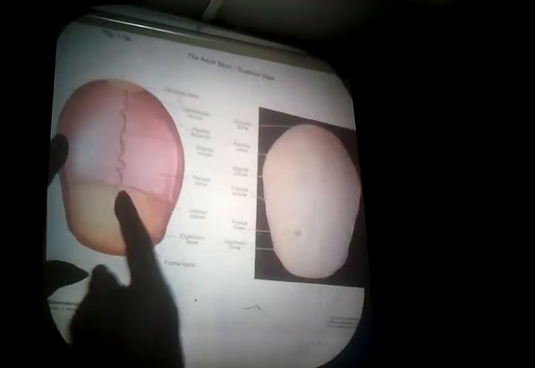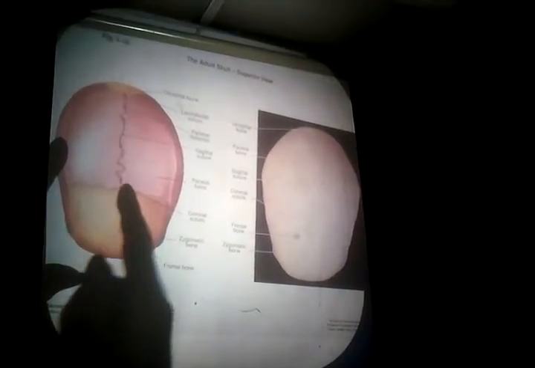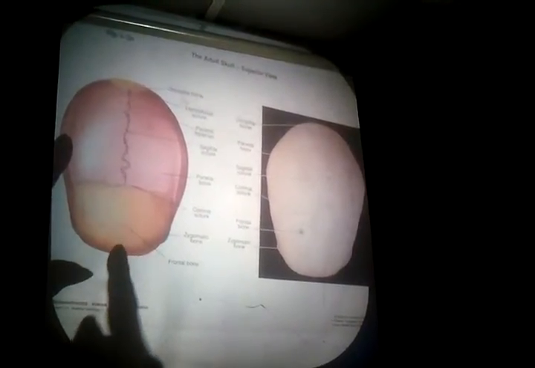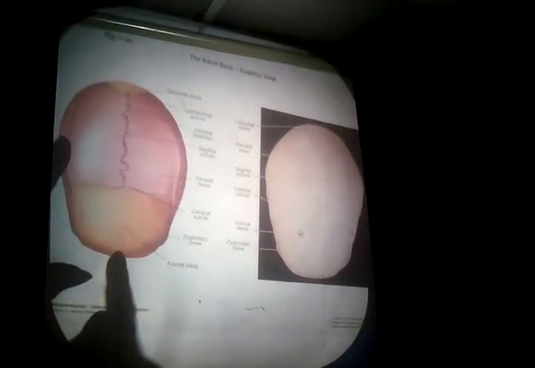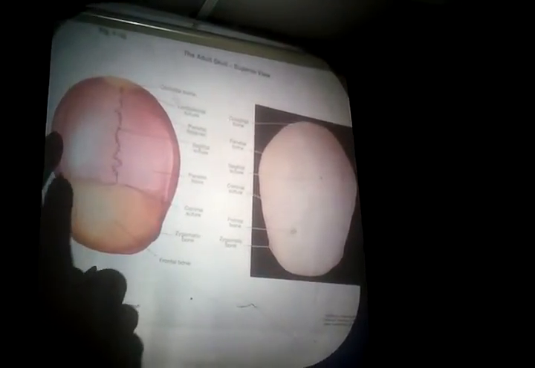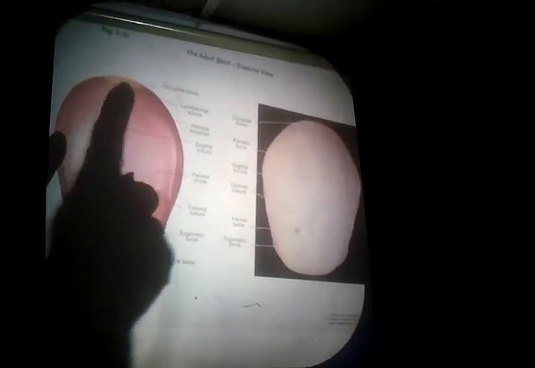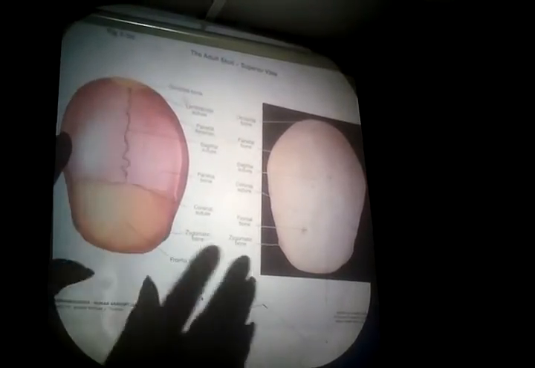And sometimes you might actually have a suture right here that runs down here, and that's called a metopic suture. Most people don't have a metopic suture, but there might be one that runs down the middle here. But the ones that everyone has are the coronal suture, sagittal suture, and lambdoidal suture.